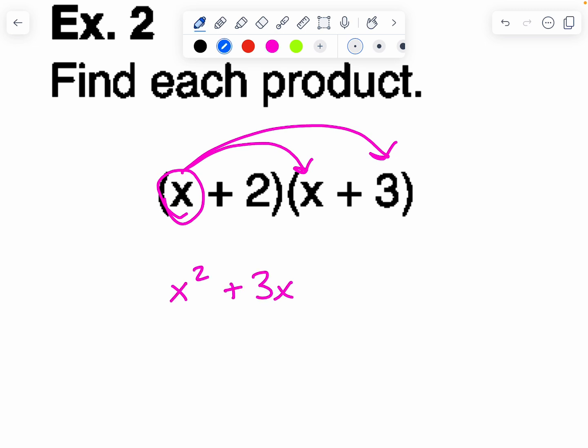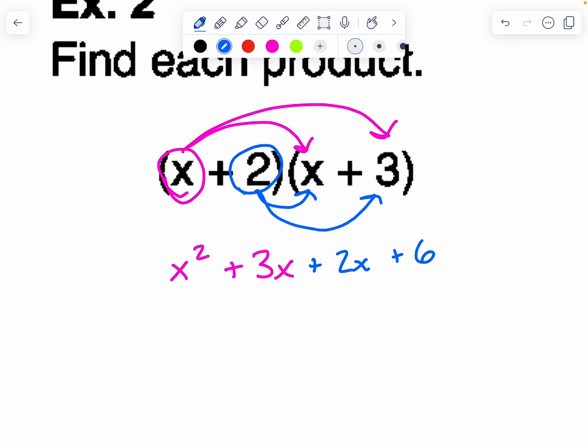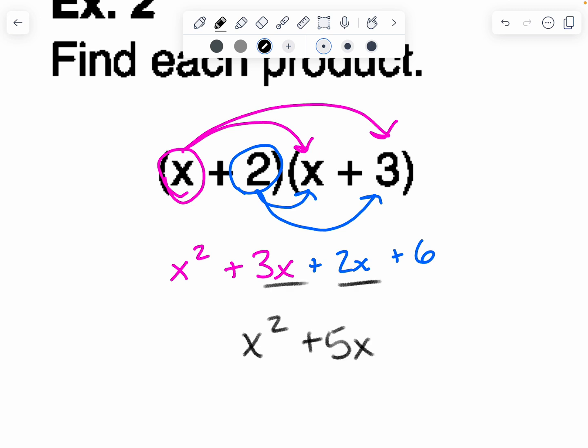And x times 3 is 3x. Then I'm going to do the exact same thing with the second number of the first binomial and just distribute the 2. So 2 times x is 2x. 2 times 3 is 6. Then most likely there's going to be some like terms. So what I can do is go through and combine those. So I have an x squared, combine my like terms, so I have 5x plus 6.